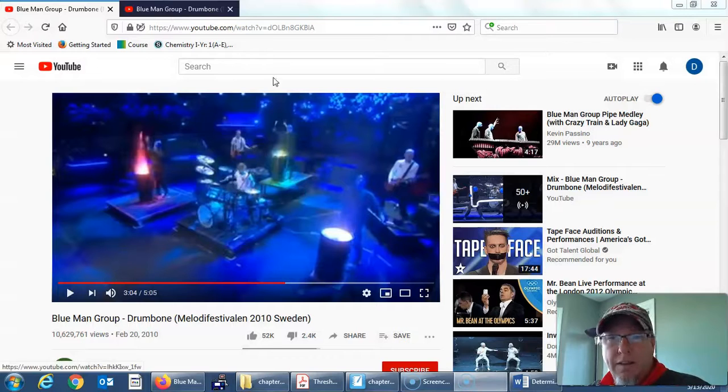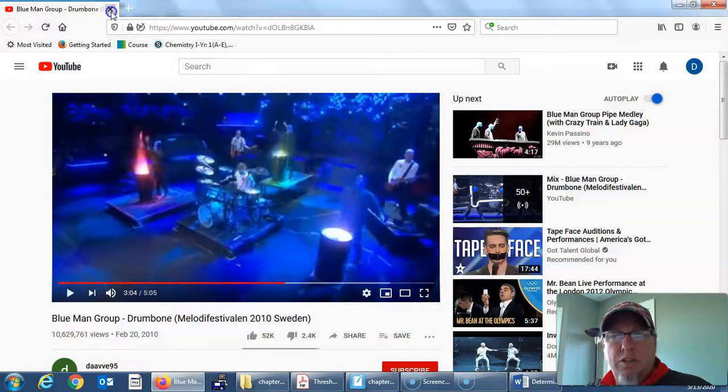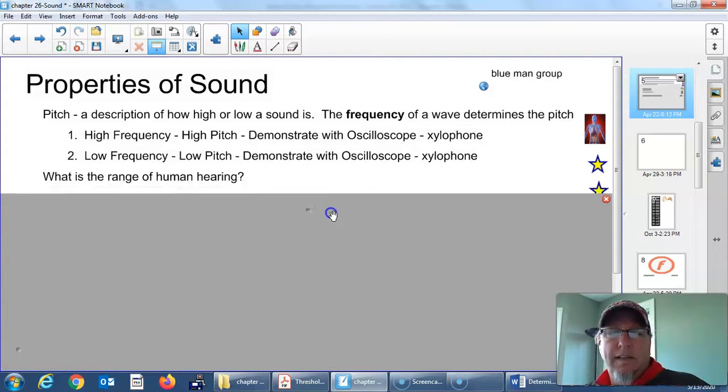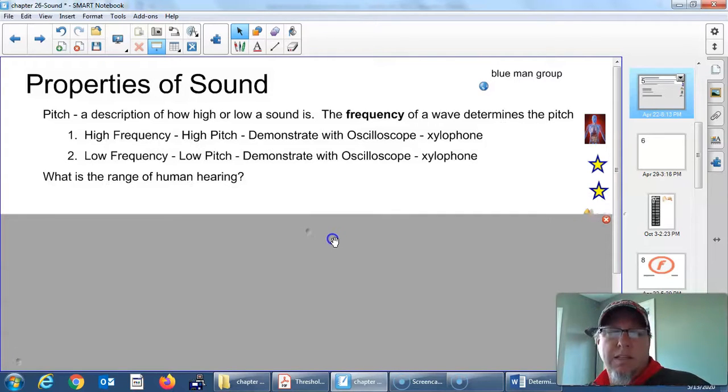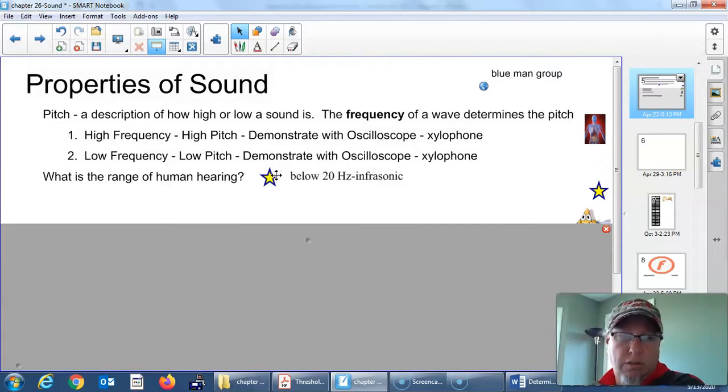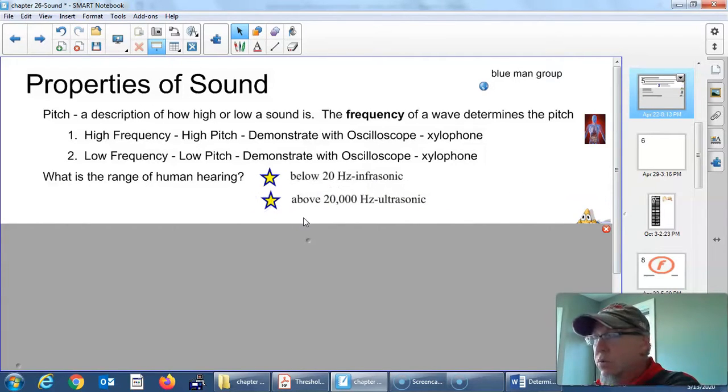But there you go. I think we got pitch and frequency and wavelength and how they're related, tied together pretty well. What is the range of human hearing? Well, the range of human hearing, the lowest we can hear, is supposed to be 20 hertz. And the highest that we can hear is supposed to be 20,000 hertz. So I'm going to show you those with the oscilloscope if I can, just to see. I'm not sure how well this is going to come through on the camera, but we're going to try it.